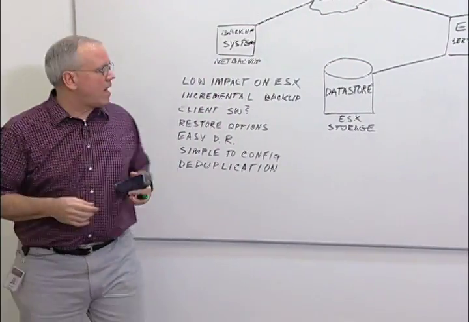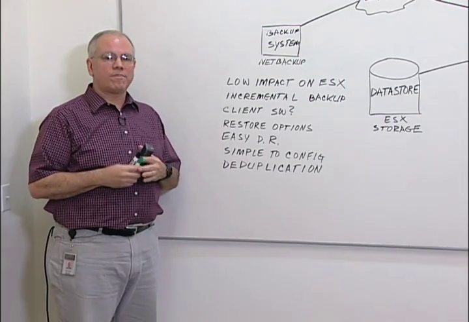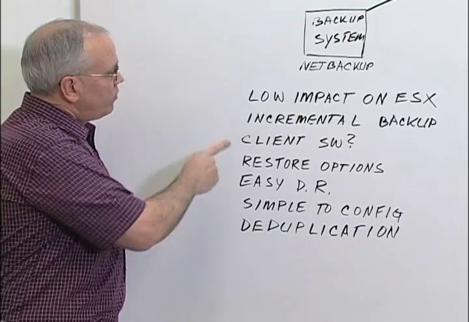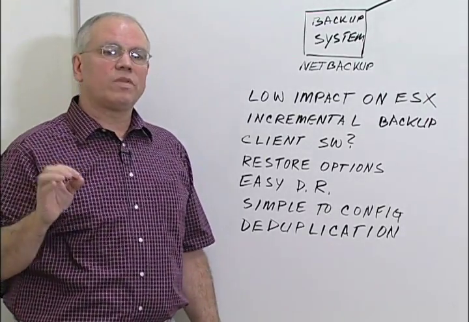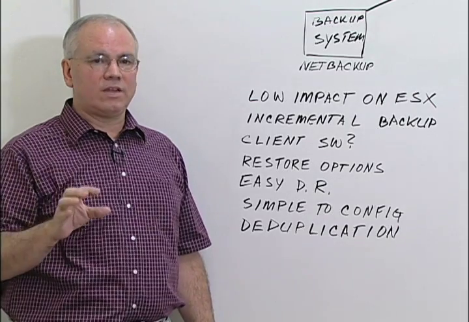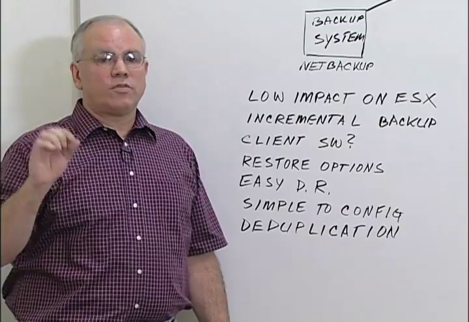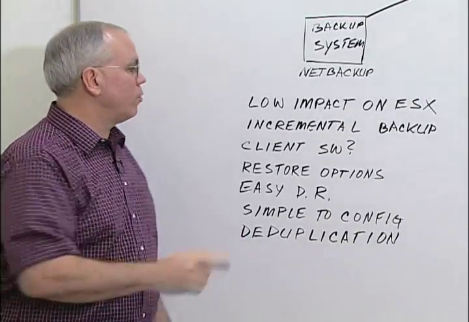So as we have been studying backups, there's a number of issues associated with backing up virtual machines that tend to be very important to our customers. Those issues include low impact backups. We want to be able to back up the virtual machines without creating significant load on the ESX server. It's assumed that that ESX server is already busy servicing those virtual machines. We don't want to add a lot of load on the ESX server when we do backups.